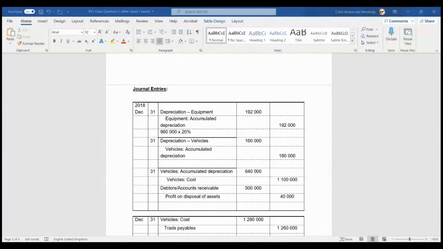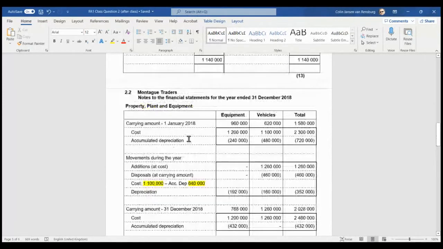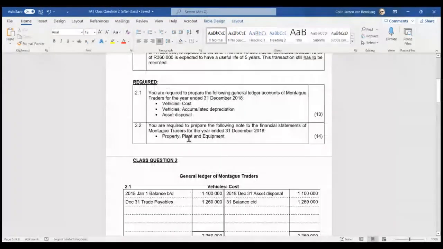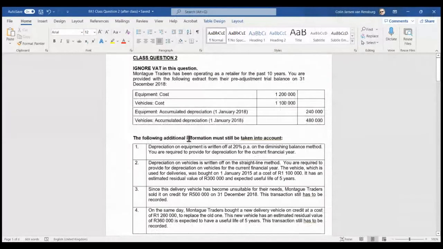Now let's go to the next one, ladies and gents. Let me just scroll back up to the question. By the way, the student who asked where to find it, I hope you found it.